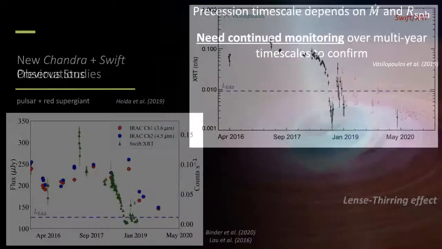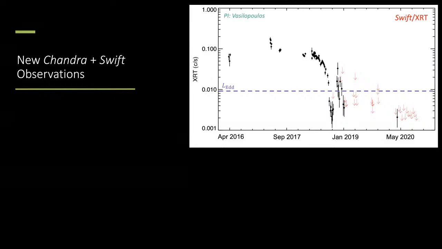This is an updated version of this light curve, again with the Eddington limit shown to help guide your eye. There's been a recent Swift monitoring campaign, and those upper limits are shown in red. So we can say that the source is still in this kind of low flux state, except for this one solid black point where we have a firm detection. And that firm detection comes to us from Chandra.